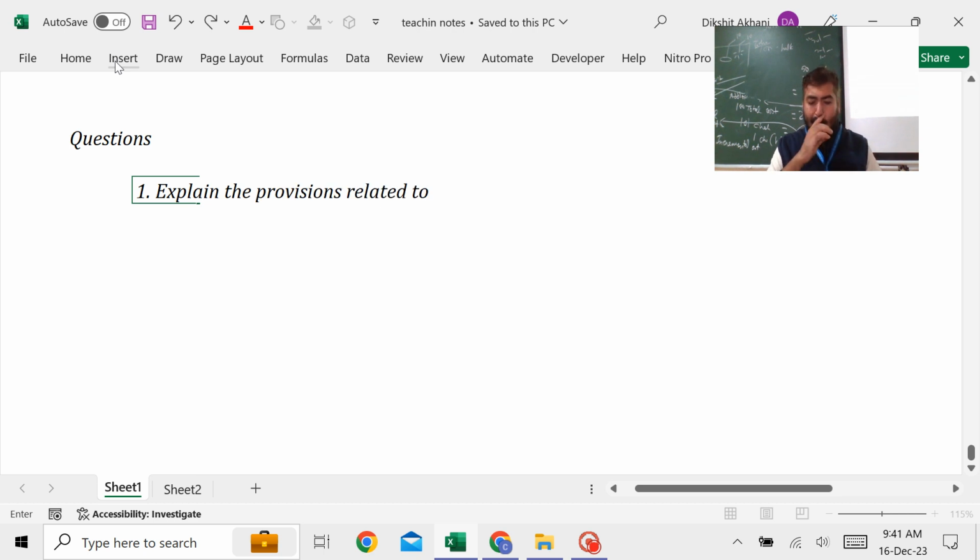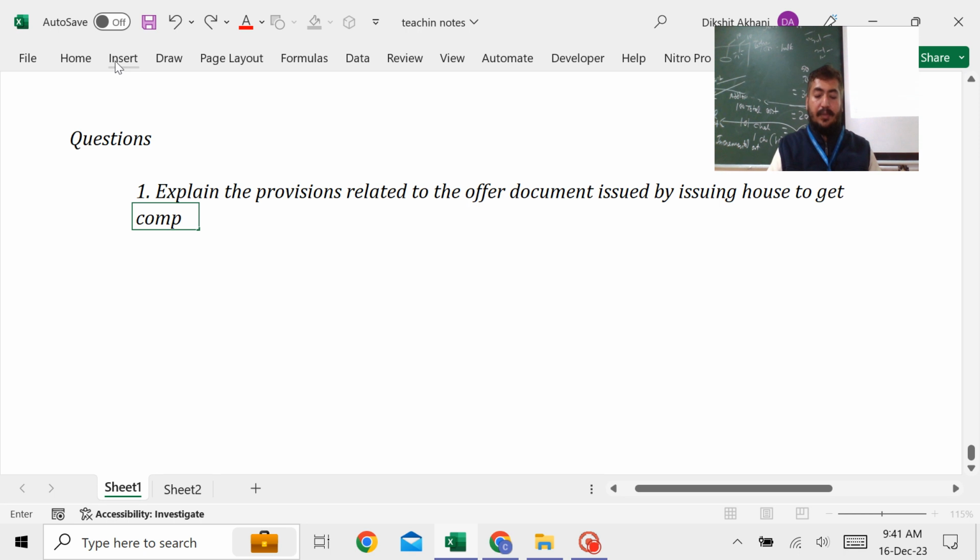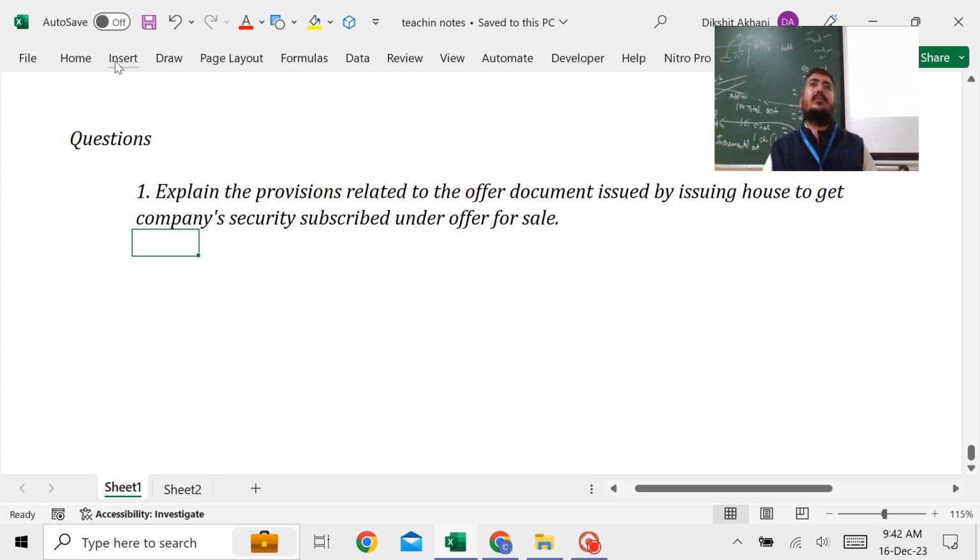related to the offer document issued by issuing house to get companies security subscribed under offer for sale. Under offer for sale. I know once you read this question, it itself is a little bit challenging to interpret. There are so many technical words used, right?